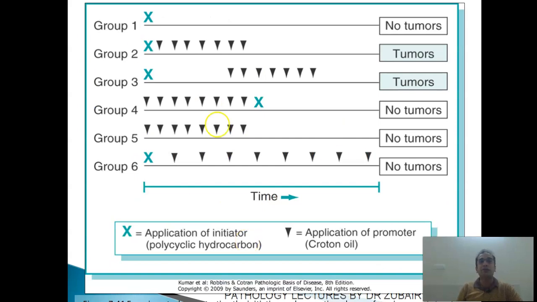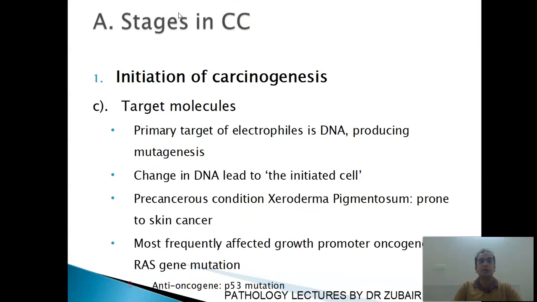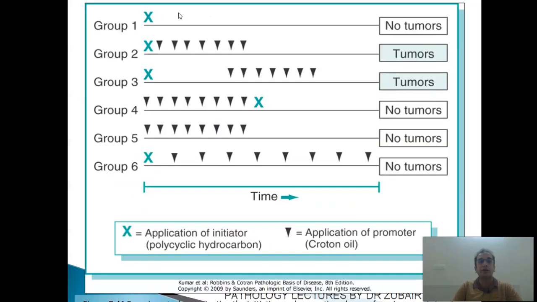So this is a very famous example taken from Robbins. Robbins is the Bible for pathology. So what does it say? We will see it again, right? Only initiator, no tumor. Initiator followed by promoter, there is a tumor. Initiator with a gap followed by a promoter, there is a tumor. Lots of promoters followed by initiator, no tumor. Only promoter, no tumor. Initiator followed by a promoter at a long interval, no tumor. That's why, remember, I told you the promoter has to be applied at a very repetitive rate to have an effect.